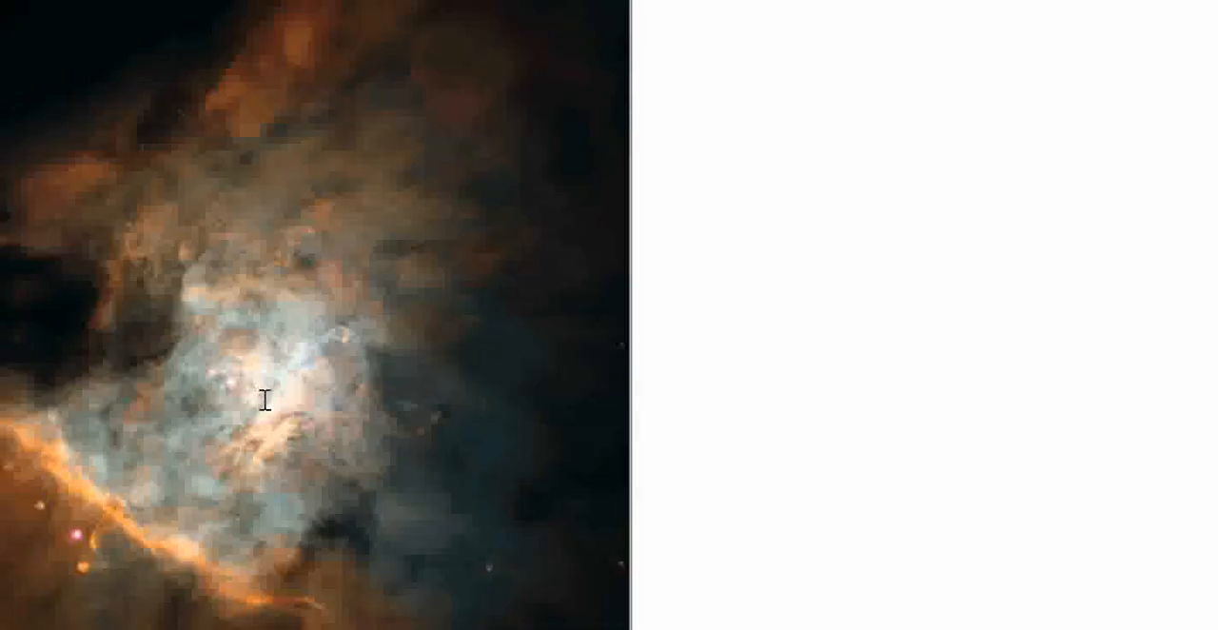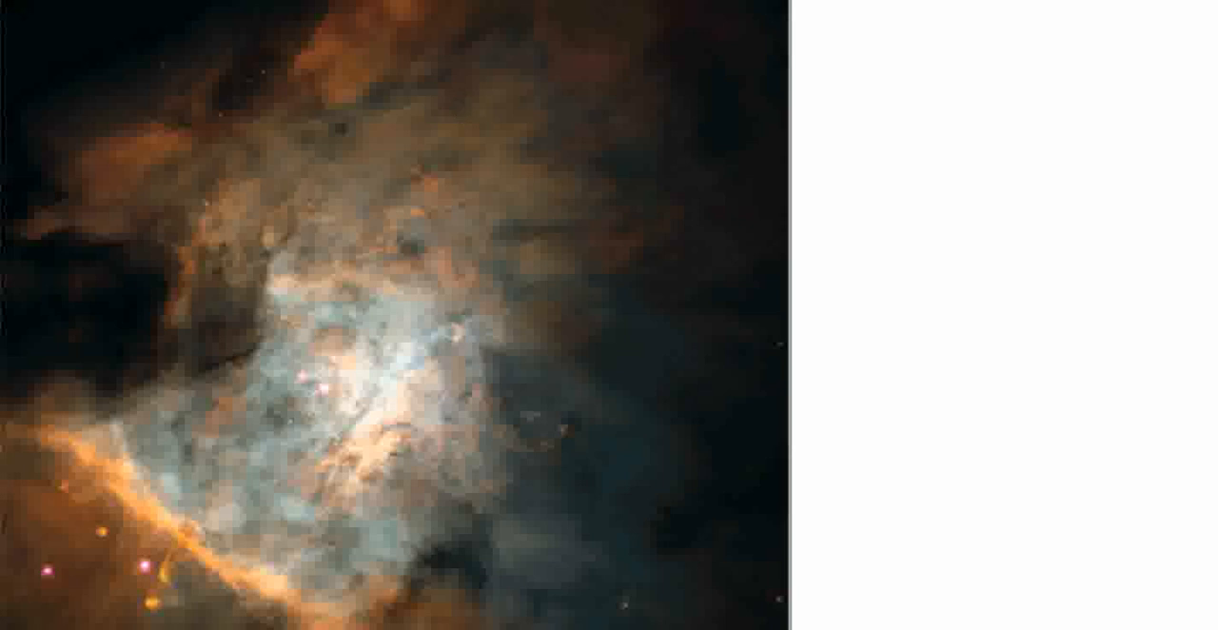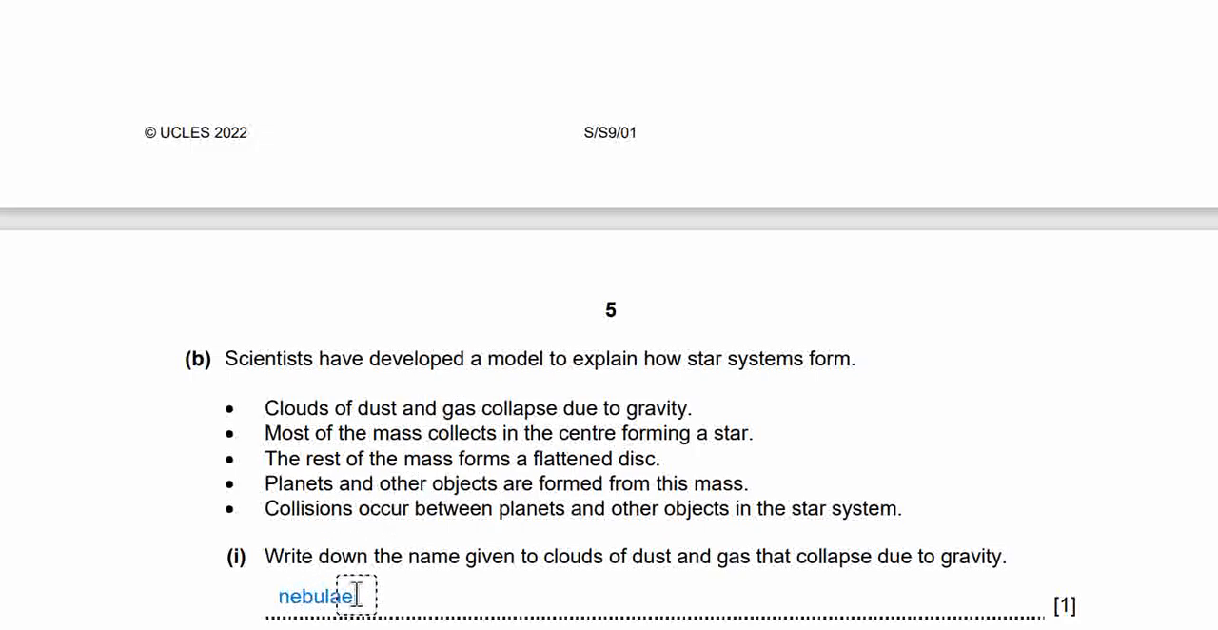Well, this is the picture of what we call a nebula. This is a cloud of gas and dust that collapses due to gravity. This is a nebula. So we type down our answer: nebula. This is the plural form, nebulae. Singular will be nebula without the E. Right, next we move to question B, part 2.